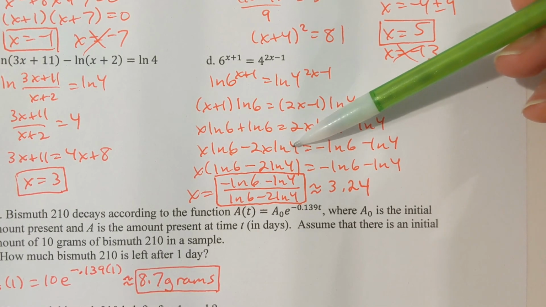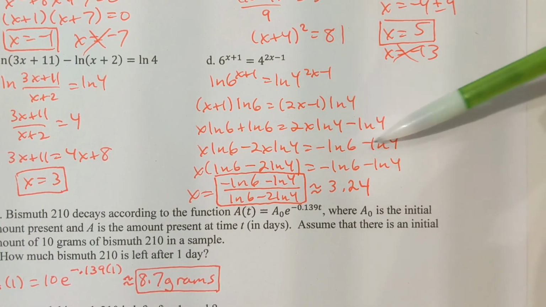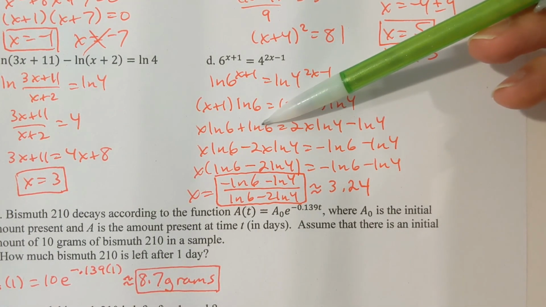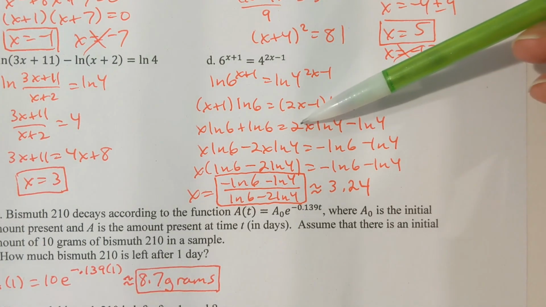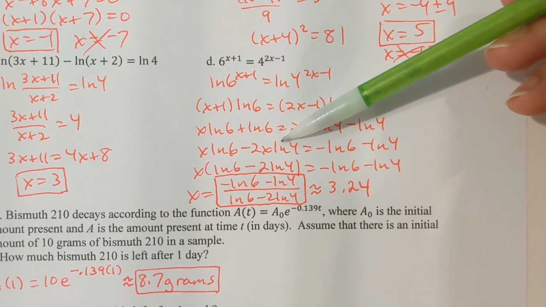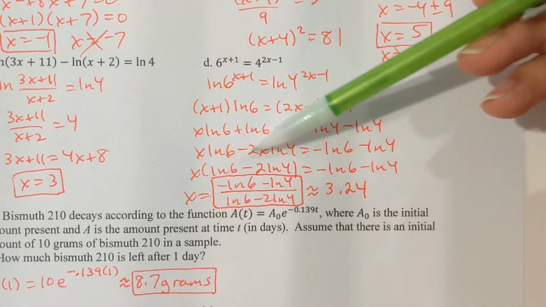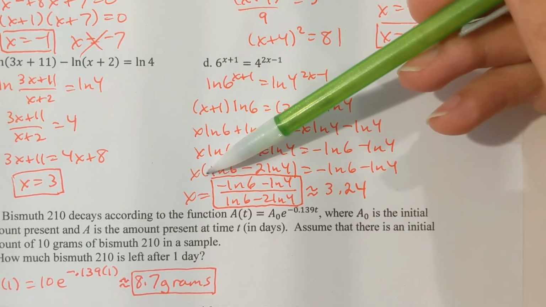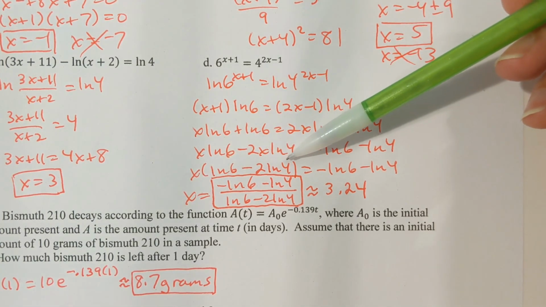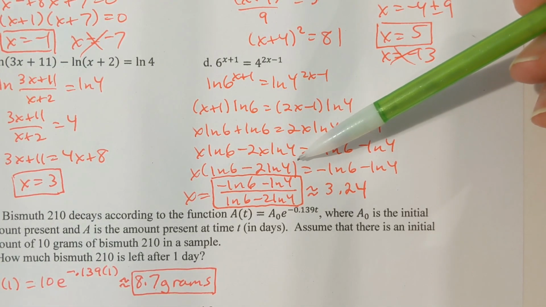Anything involving x I'm getting on the left. All the other numbers I'm getting on the right. So I'm subtracting ln 6 from both sides, and I'm subtracting 2x ln 4 from both sides to get to this next line. X is in common to these two terms on the left. You can factor that out. And that's going to leave you with ln 6 minus 2 ln 4.